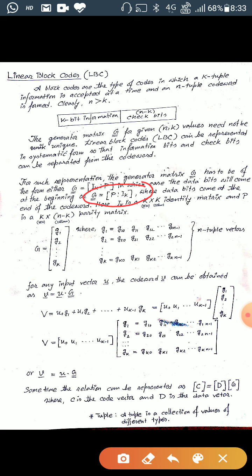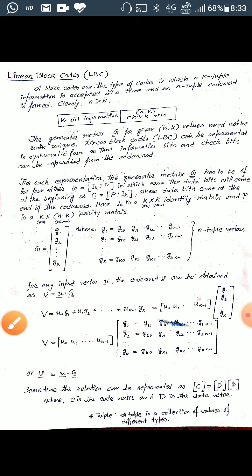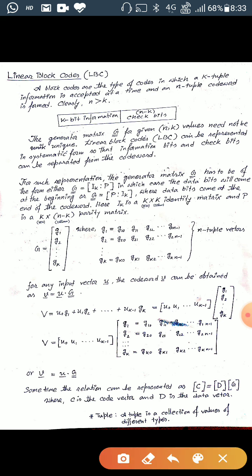If you write down the matrix form, how many rows and columns you should use depends on the value of n and the value of k. Ik will be a k cross k identity matrix, and P will be a k cross (n minus k) parity matrix, which is also the redundancy matrix.